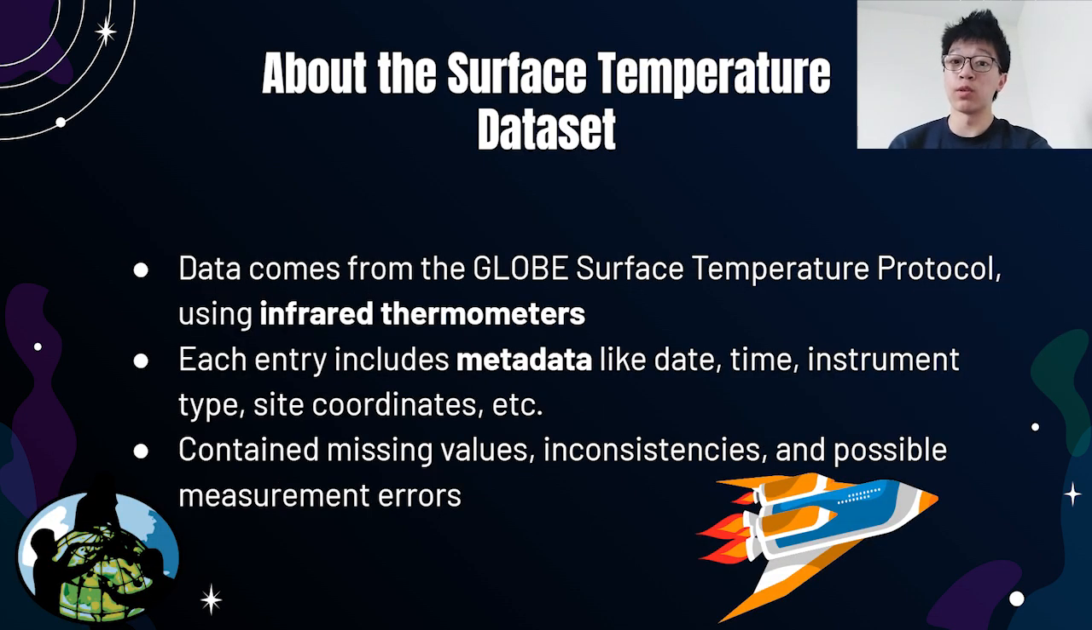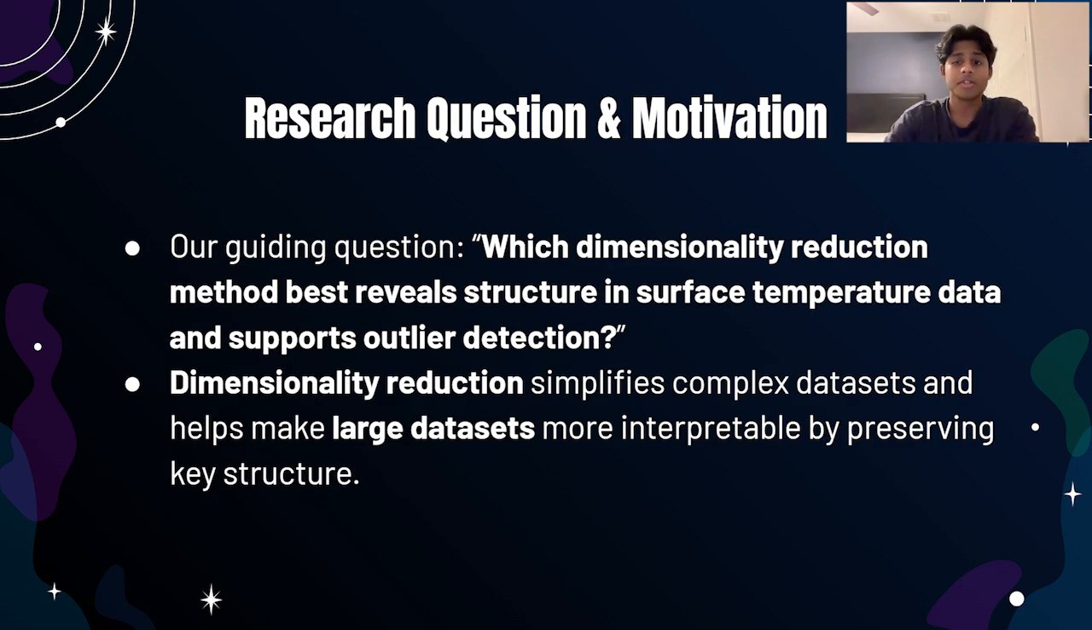Our dataset came from the surface temperature protocol, where students measure surface temperature using an infrared thermometer. Each measurement includes metadata like date, time, instrument type, site latitude and longitude, and more. While the data had lots of information, it was messy, containing inconsistencies, missing values, and potential measurement errors. This drove us to form a research question that addressed the problem: Which dimensionality reduction method best reveals structure in the surface temperature data and supports outlier detection?